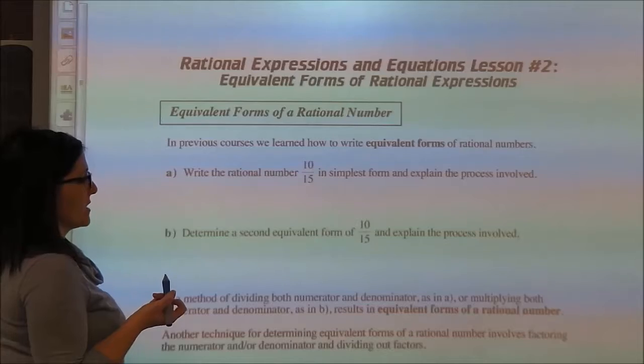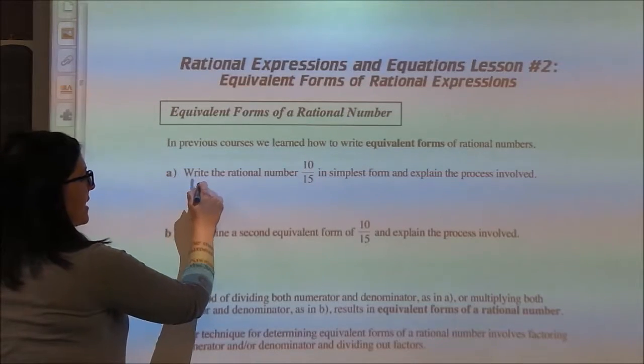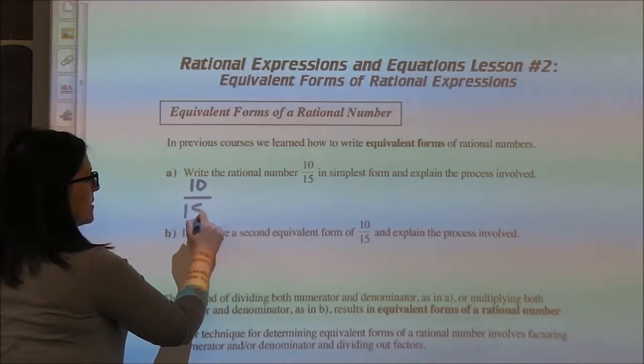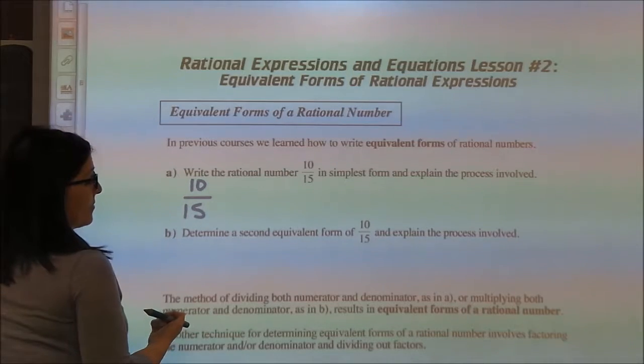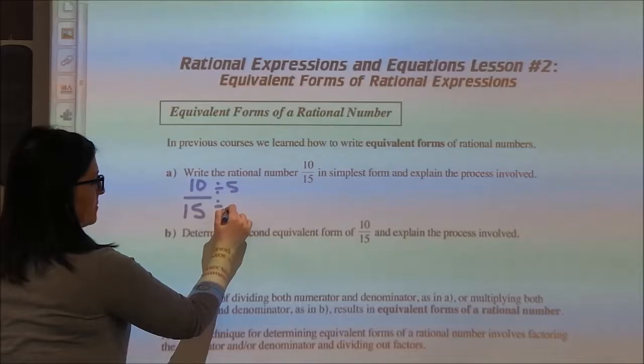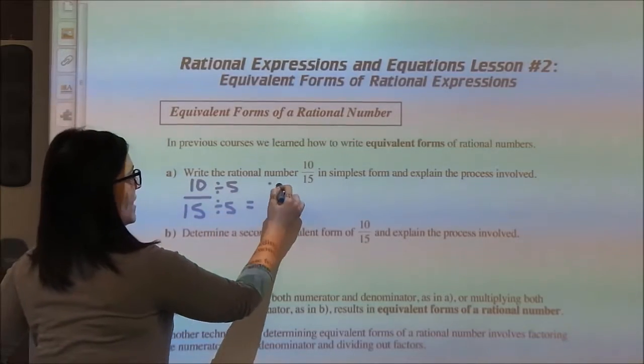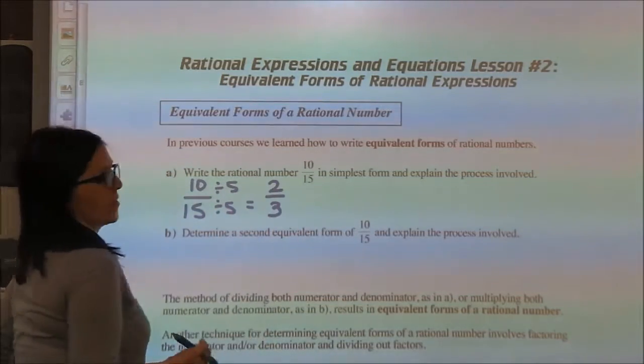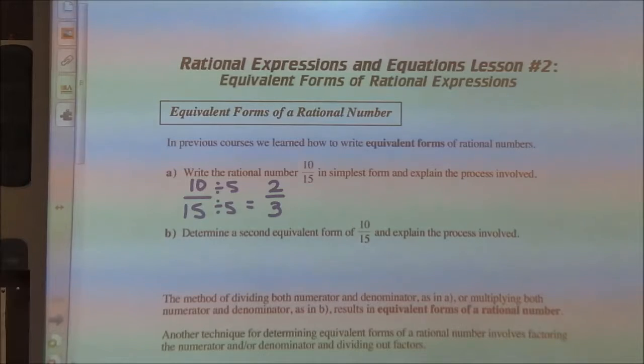So one way that I could simplify this is I could divide the top and the bottom each by 5, which would give me 2/3. So that could be considered the process by which I divided the top and the bottom. And that would be in simplest form. I can't reduce any further because 2 and 3 no longer have any common factors.